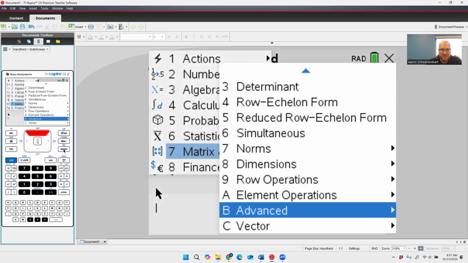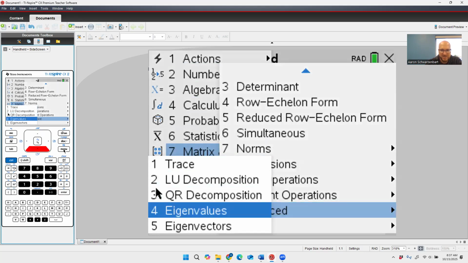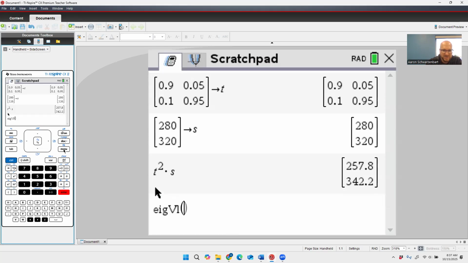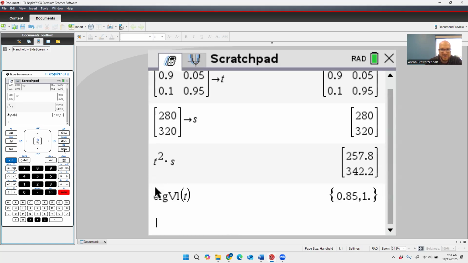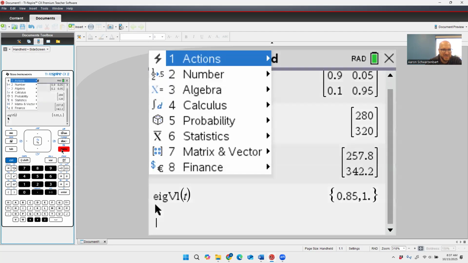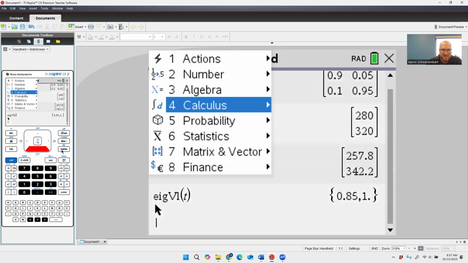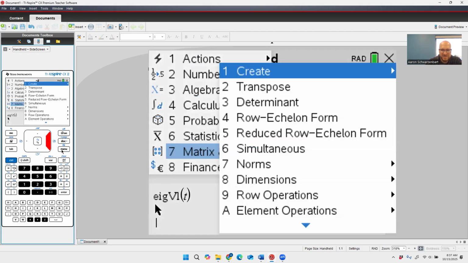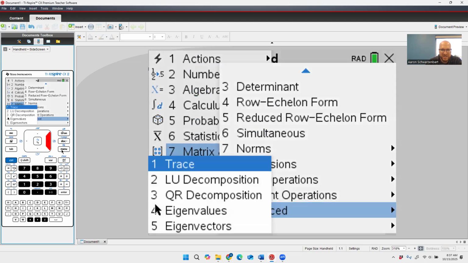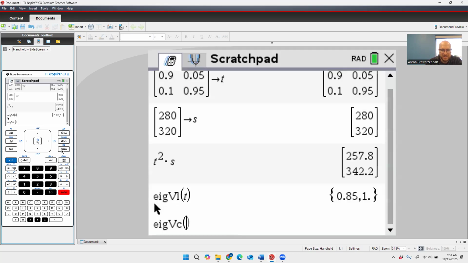Matrix and vector, advanced. Let's find our eigenvalues. Once you actually read the categories on the calculator, it makes sense. I was very confused at first, and then it makes more sense. Okay, so that's my eigenvalues. Advanced doesn't entirely make sense, but it does at the same time.